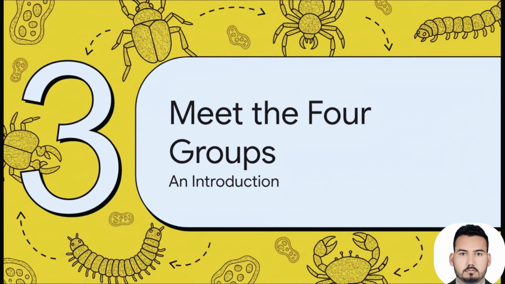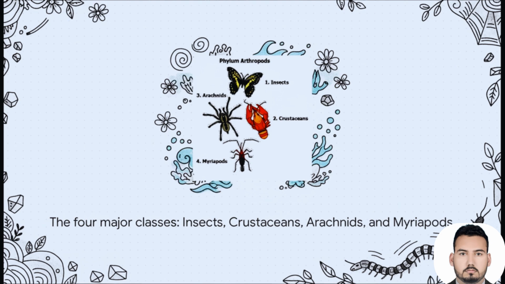So now let's meet the four major groups of arthropods that you have almost certainly bumped into before. And here they are, the four heavy hitters. The high-flying insects, the mostly aquatic crustaceans, the eight-legged arachnids, and the many-legged myriapods. They all play by the same basic arthropod rules we just talked about, but this is where they start to show off their own unique personalities.